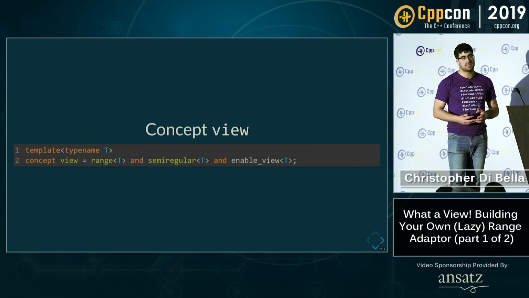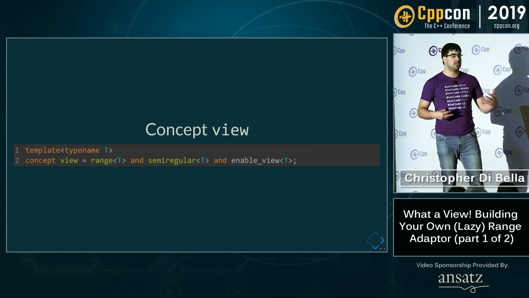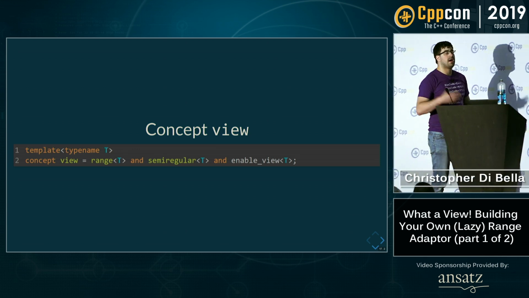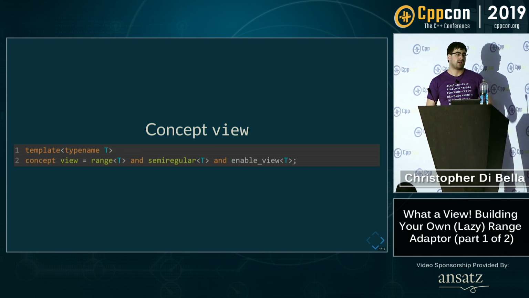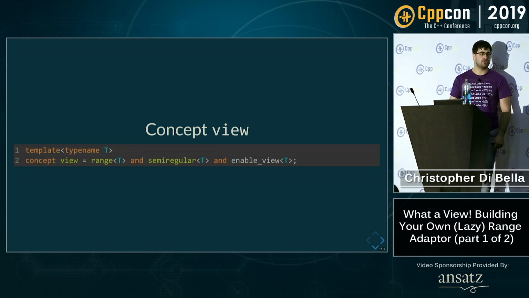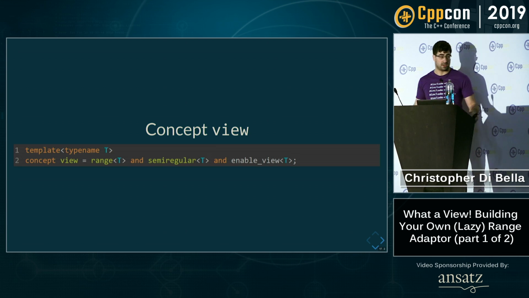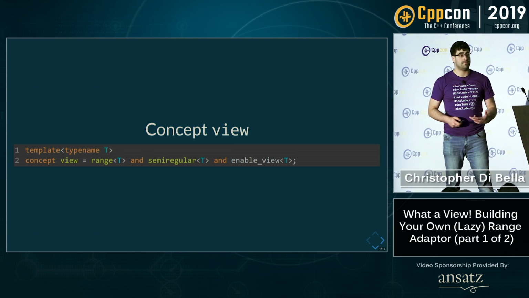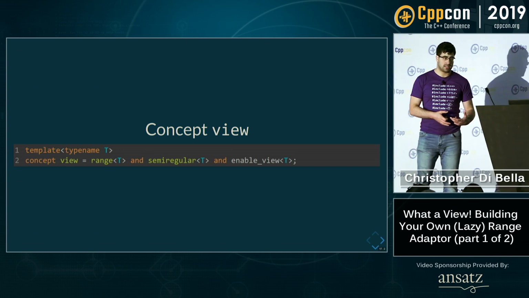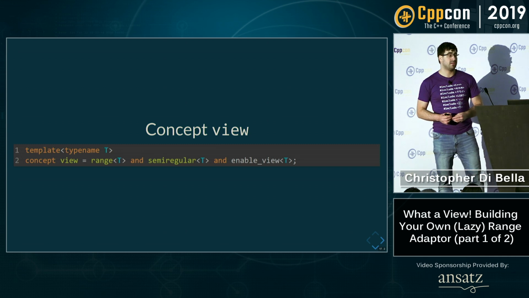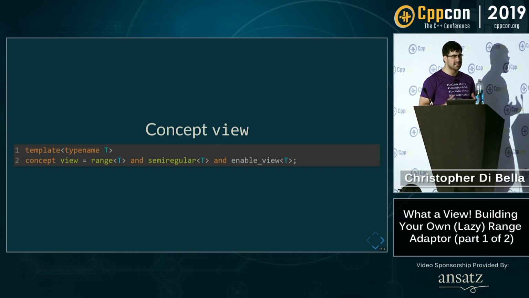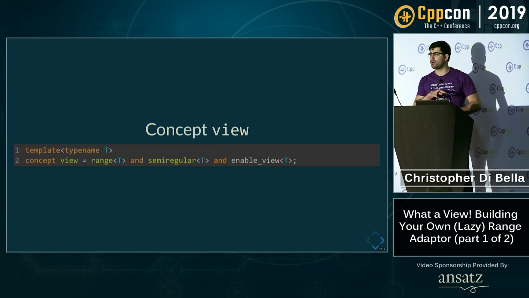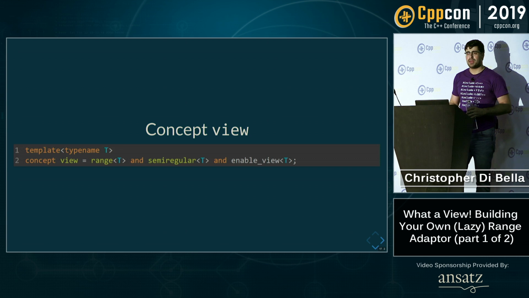Enable view allows us to either opt in or opt out, depending on what you need to do, in the event that you don't actually meet those semantic requirements. Because you can meet all the syntactic requirements, but if you don't meet the semantic requirements, you shouldn't be modeling the concept view, and you should be opting out of that from a syntax point of view. Does that answer the question? Cool. Is there any confusion over what I just said? Because I get that may be a new notion.